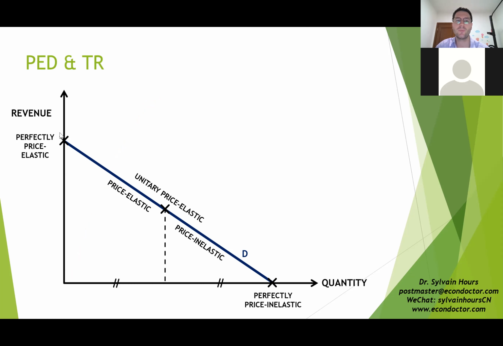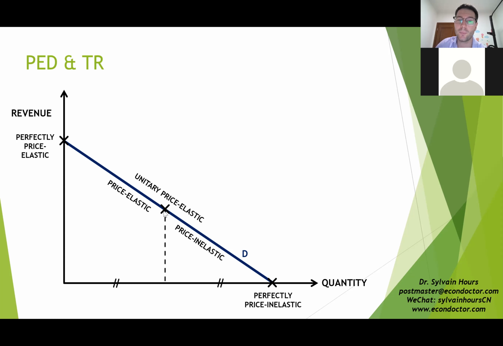So if we start from this point, if we start from the vertical intercept, and we move down along the demand curve, okay, so we increase quantity and we decrease the price because the demand is price elastic. If I decrease the price, total revenue will start to increase, okay, so I will be on the upward sloping section of the total revenue curve. But then if I keep decreasing, if I keep going down along my demand curve, I will eventually reach the midpoint where my demand becomes unit price elastic, PED is equal to 1.